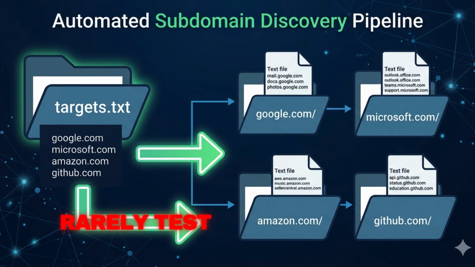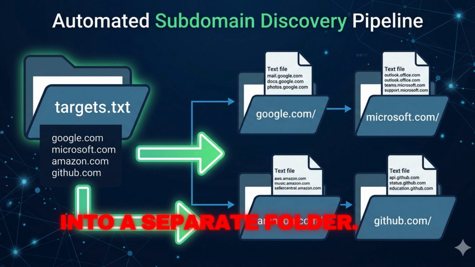Security analysts rarely test just one domain. You might have a list of 500 target domains. Use -dl followed by a file path. Example: subfinder -dl targets.txt -o allsubs.txt. Subfinder will process each domain one by one, and you can even use -od to save each domain's results into a separate folder. Perfect for large recon projects.